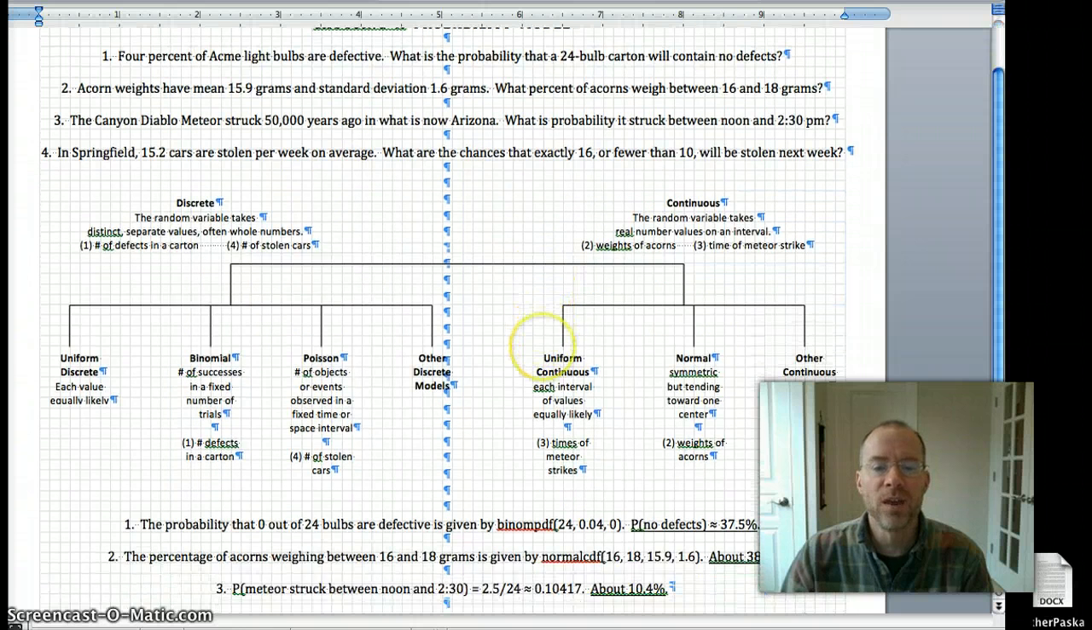And in this process, if you think through it, I've kind of explained why I think among the discrete random variables, the number of defects in a carton of bulbs is a binomial, and the number of stolen cars is a Poisson distribution. Poisson distributions are characterized by a random variable that's discrete, just giving you whole numbers, but you're counting things that are randomly scattered in space or in time, and you want to know the probability of observing a certain number of them in a fixed period of time or a fixed space interval. The cars being stolen in Springfield, 15.2 per week on average, but they're scattered randomly in time, right?